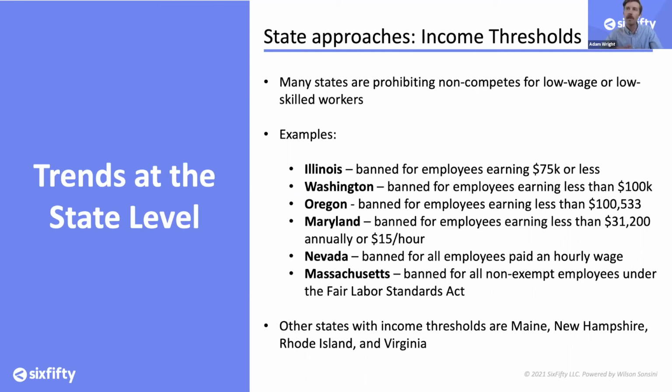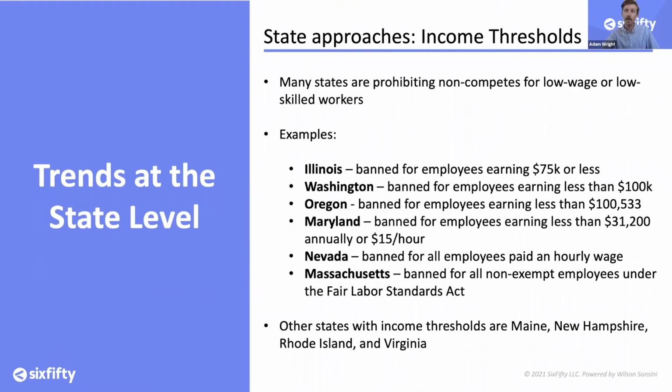So for example, in Illinois, under a new law that was passed, which will go into effect the beginning of next year, non-competes are banned for employees that earn less than $75,000. Washington and Oregon both ban non-competes for employees that earn less than about $100,000. And so that's a huge swath of the workforce in Washington and Oregon that it's against the law to use non-competes for. Maryland has taken a more conservative approach. So employees that earn less than $31,200 annually or $15 an hour, non-competes are banned for those employees.